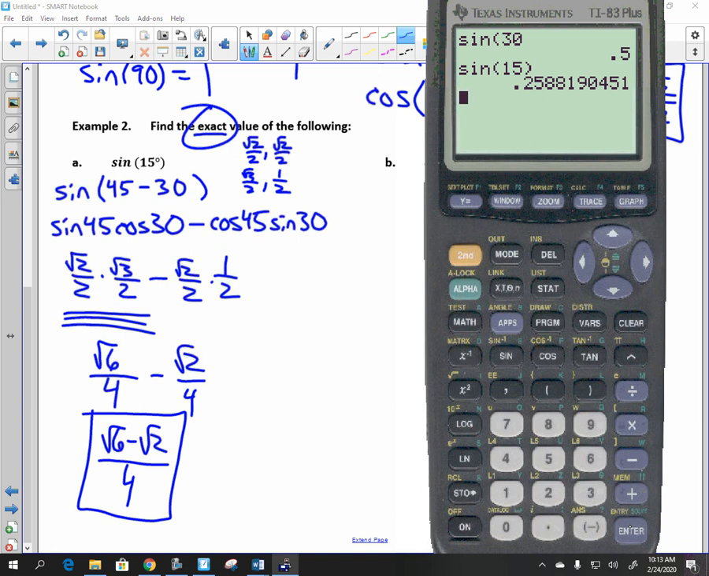So if we want to be able to come up with a radical expression that's equivalent, here you have it. Square root of 6 minus square root of 2 all over 4. I'm going to check that. Parentheses, square root of 6 minus the square root of 2 all divided by 4. And there I go. It's the same.